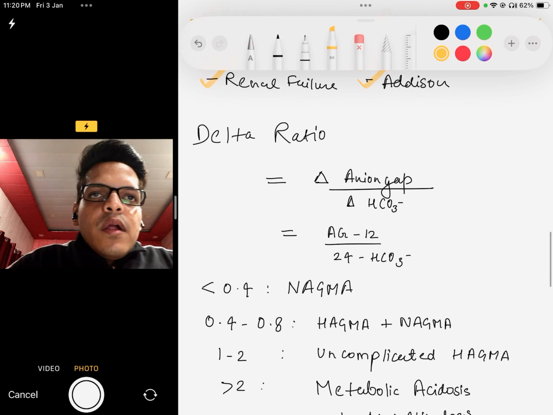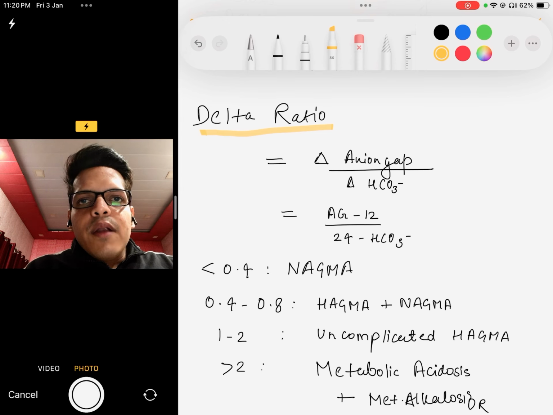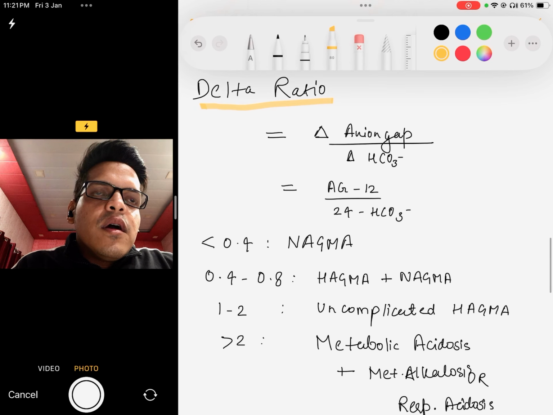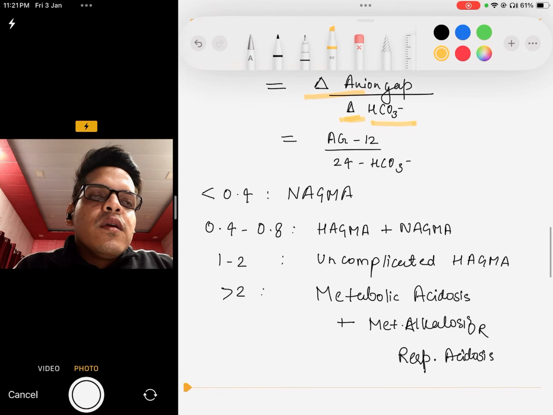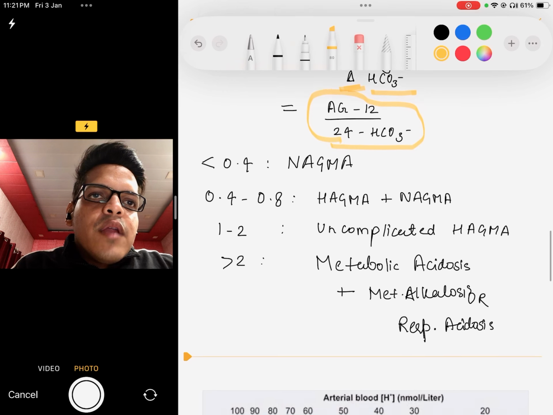Delta ratio is a slightly higher concept, not usually tested, but it may be asked because the pattern of the exam is day by day increasing. They are becoming more difficult. So the formula for that is the ratio between the change in anion gap and the change in SCO3. For change, you have to subtract 12 from the anion gap and 24 minus the SCO3 concentration. So the value will come out.